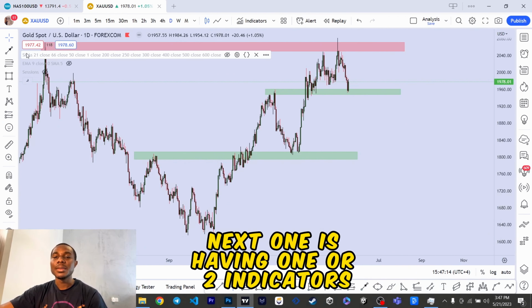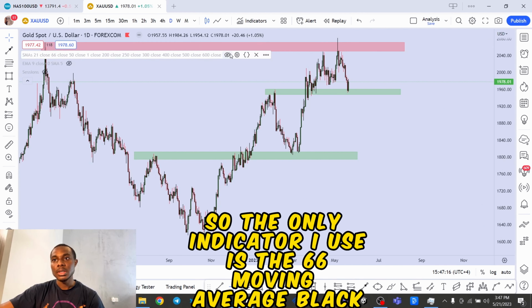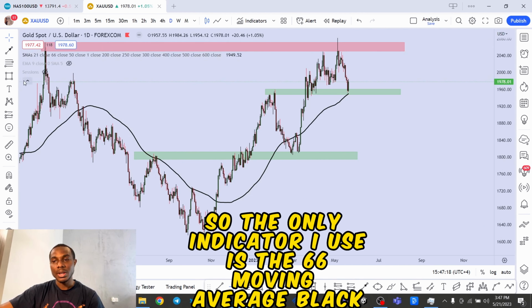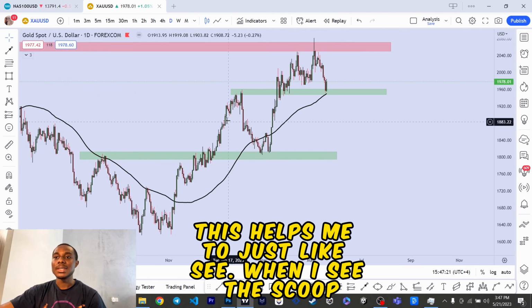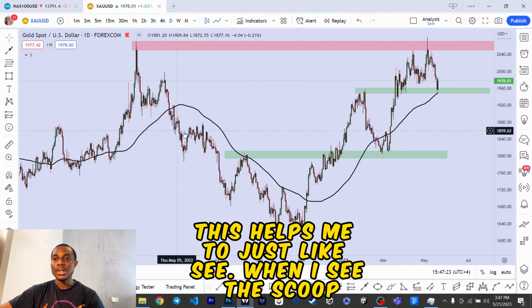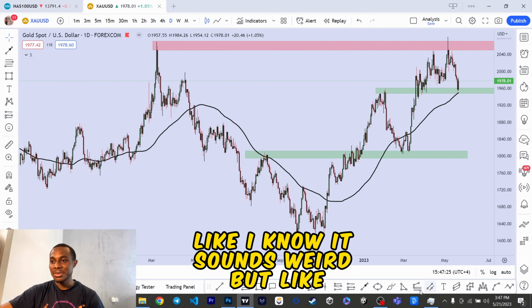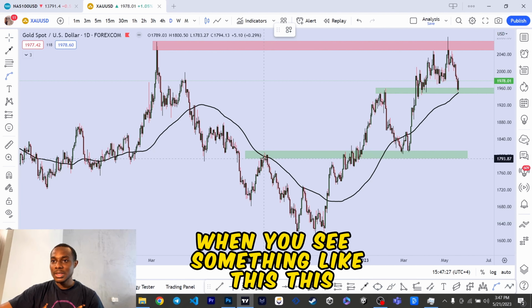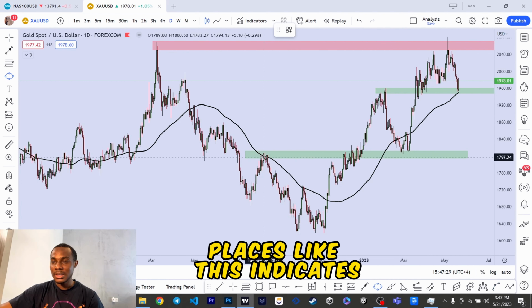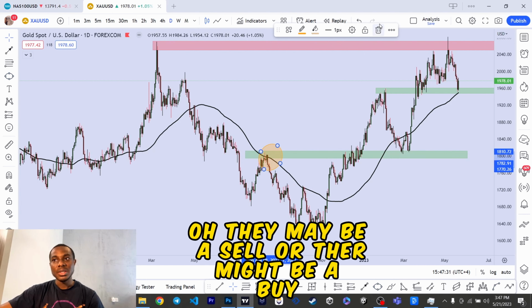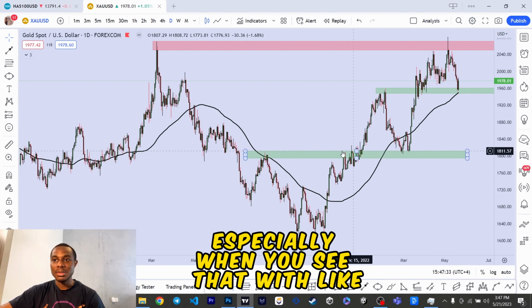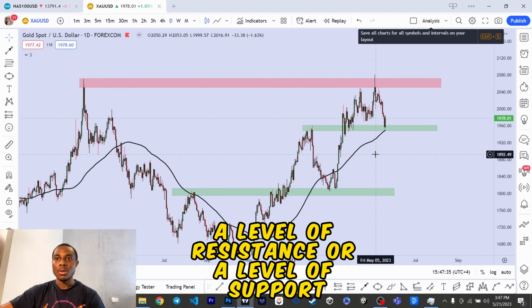Next one is having one or two indicators. The only indicator I use is the 66 moving average, black. This helps me when I see the scoop. I know it sounds weird, but when you see something like this, it indicates there might be a sell, there might be a buy, especially when you see that with a level of resistance or a level of support.